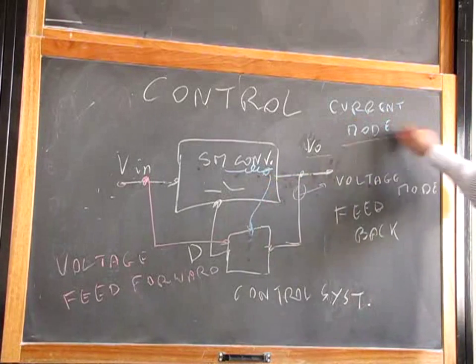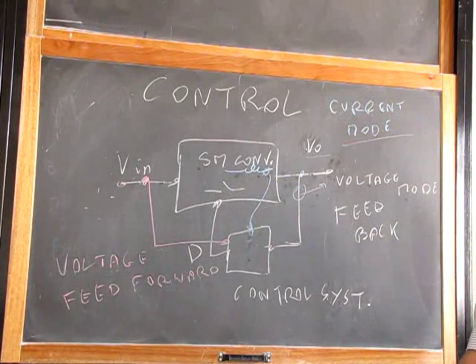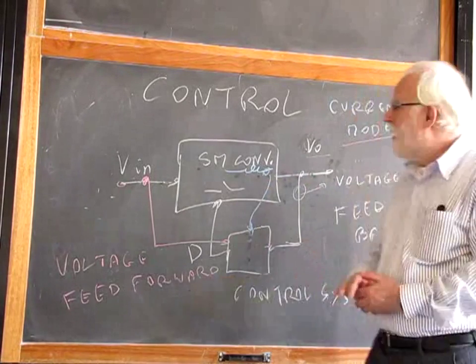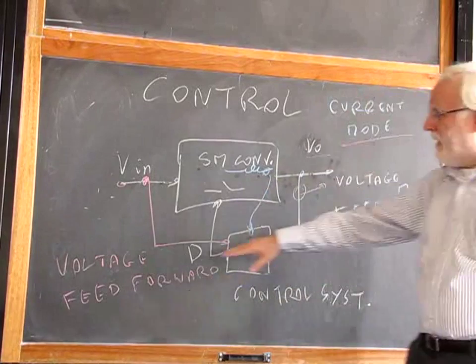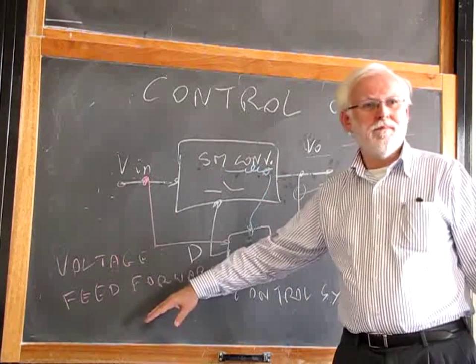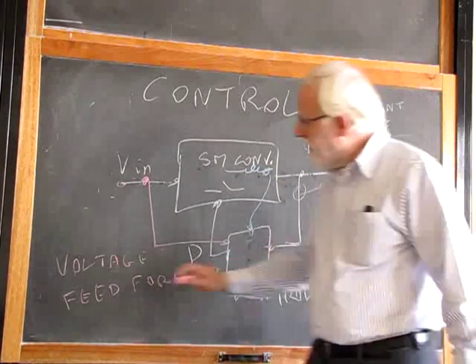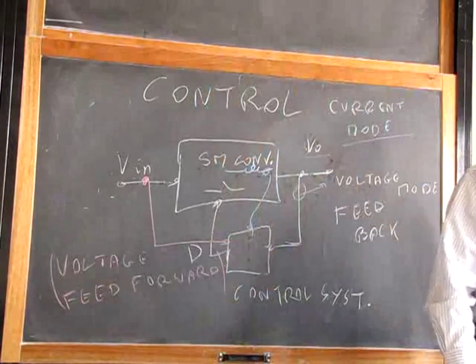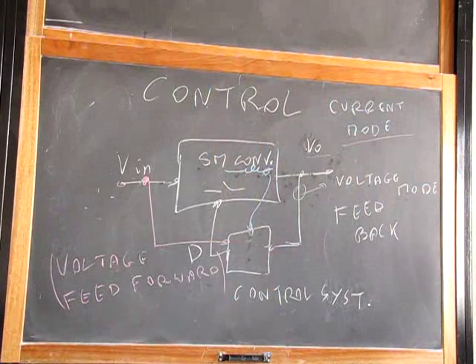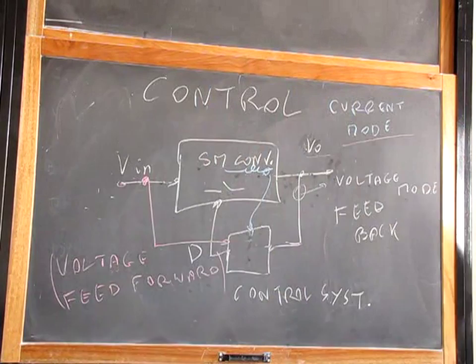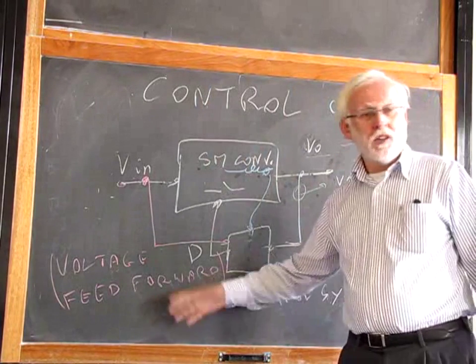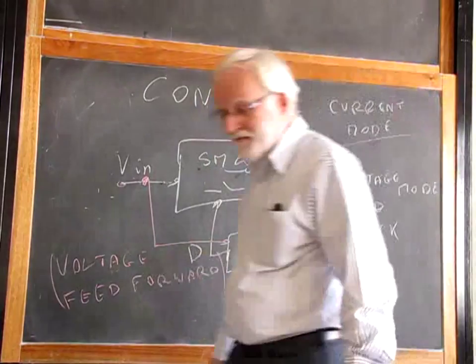If you use a current mode control, it automatically includes in itself also the voltage feedforward. So if you use a current mode control, you don't need a voltage feedforward anymore. So voltage feedforward is not used nowadays too much. Actually, it's quite rare to use it, because current mode is a very powerful control mode, and it includes the advantages of voltage feedforward. So this is just a drop out of the use.